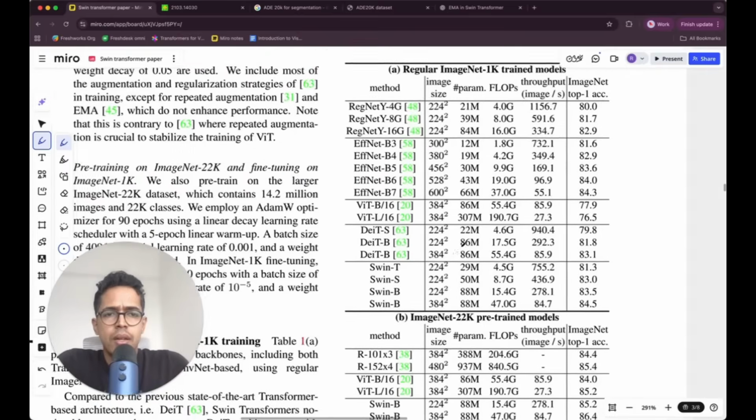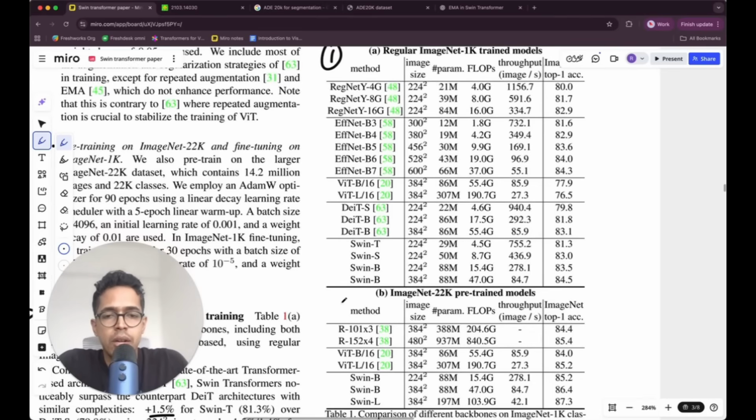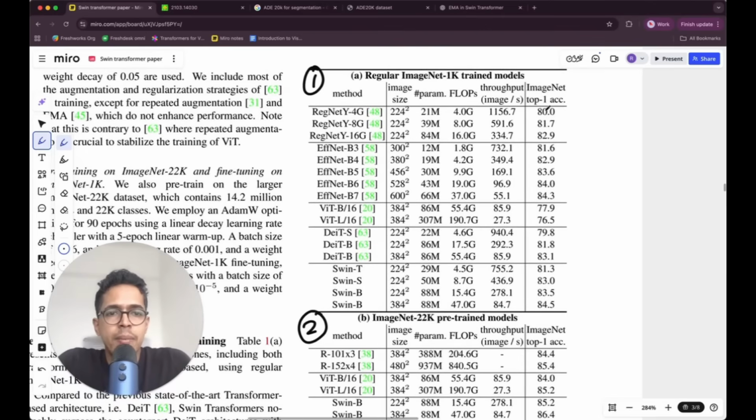So let's look at table 1 quickly. Regular ImageNet: this is just the ImageNet pre-training to a 1K model. This is the ImageNet 22K pre-training followed by 1K fine-tuning. Okay, so in RegNet, if we just look at the ImageNet accuracy, it's 80, 81, 87, etc. Swin base has 83.5 and 84.5 for the two image sizes. Data efficient transformer base has this, so this is definitely better.